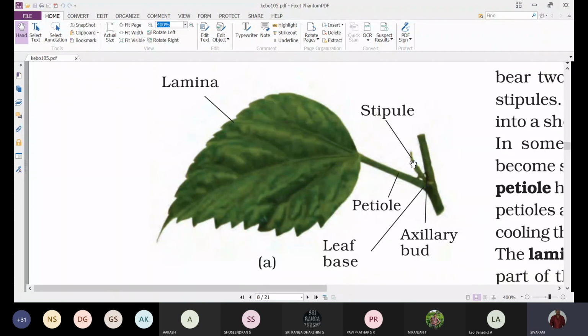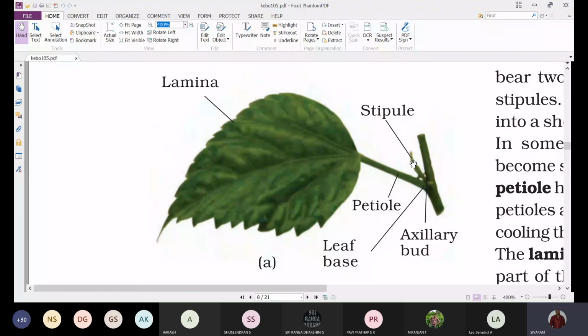Next, we already said the point: the structure with which the leaf is attached to the stem, we call the leaf base. The next structure is the petiole. The stalk of the leaf, we call the petiole. It is flexible, and it does not resist the wind currents.